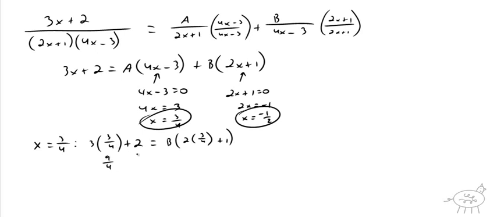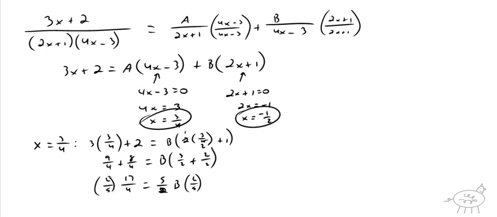So we can do a little work here. 9/4 plus 8/4, right, is equal to b times, and this 2 times 3/4, that's a 1, and that's a 2 to cancel some stuff out. So it's really 3/2 plus 2/2. So I get 17/4 is equal to 5/2 b, and then we multiply both sides by 2/5. That cancels out to 1 and a 2, and we wind up getting b is equal to 17/10.